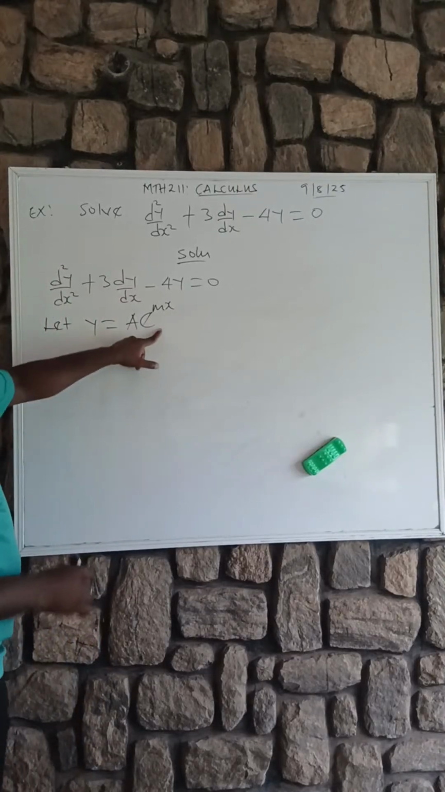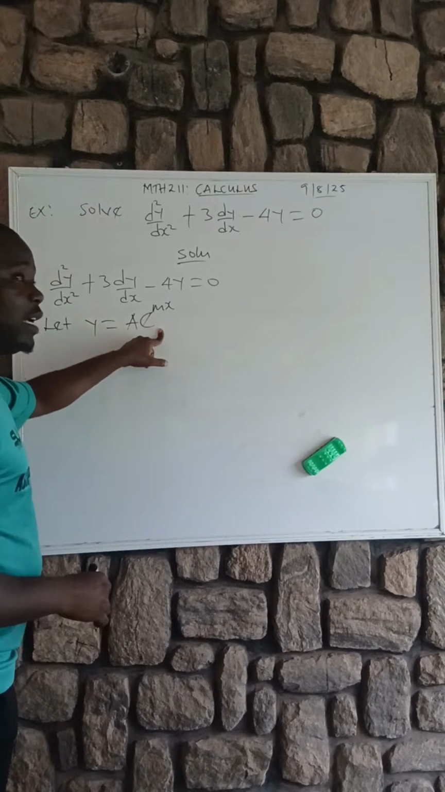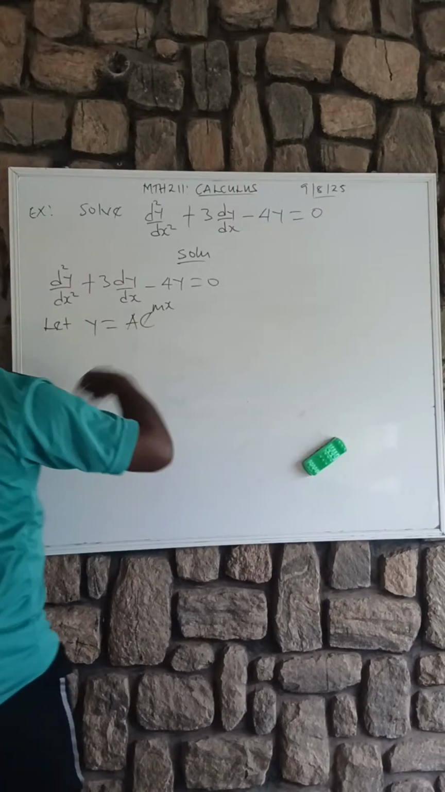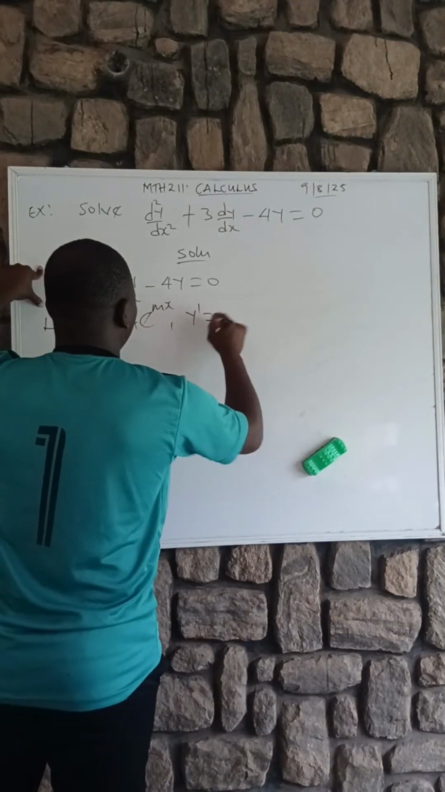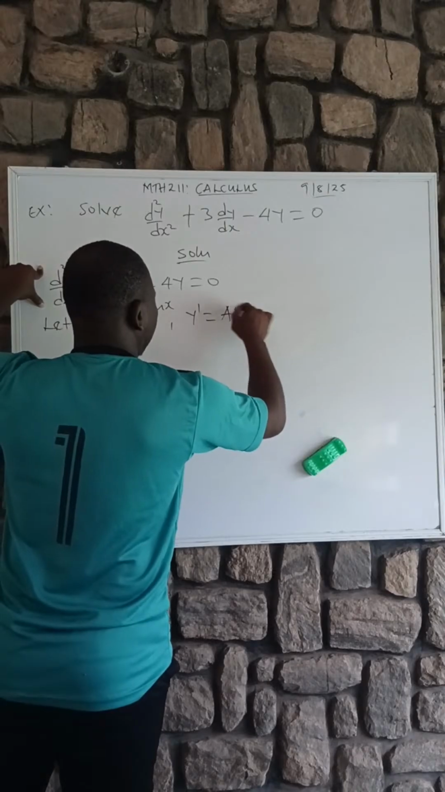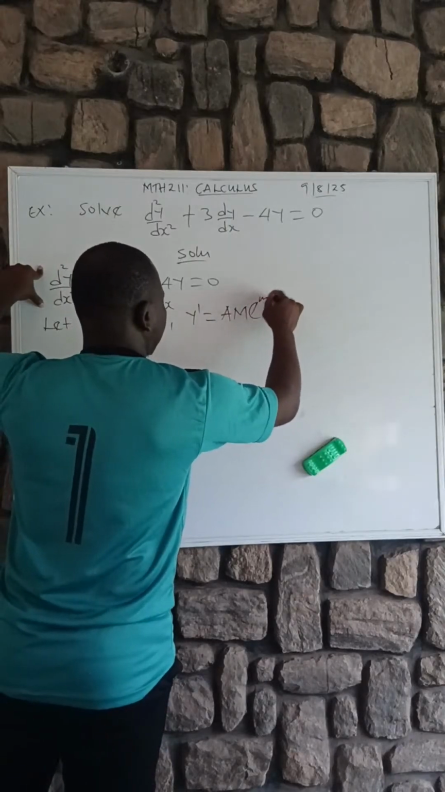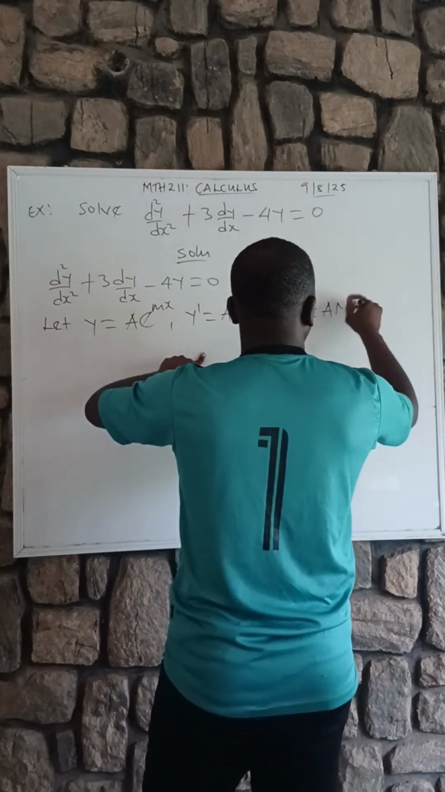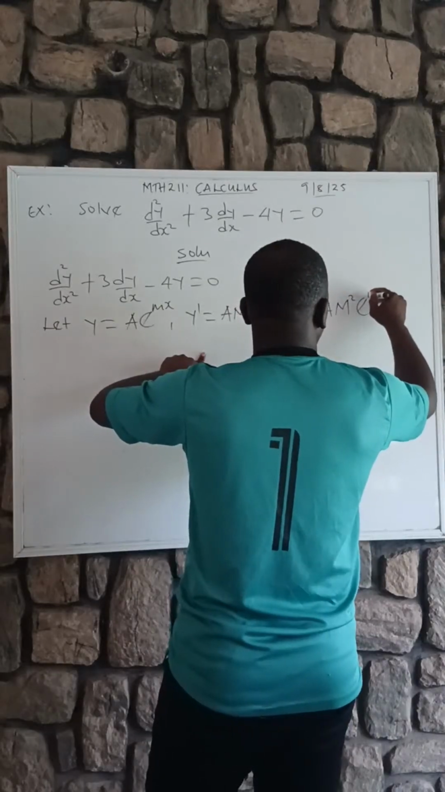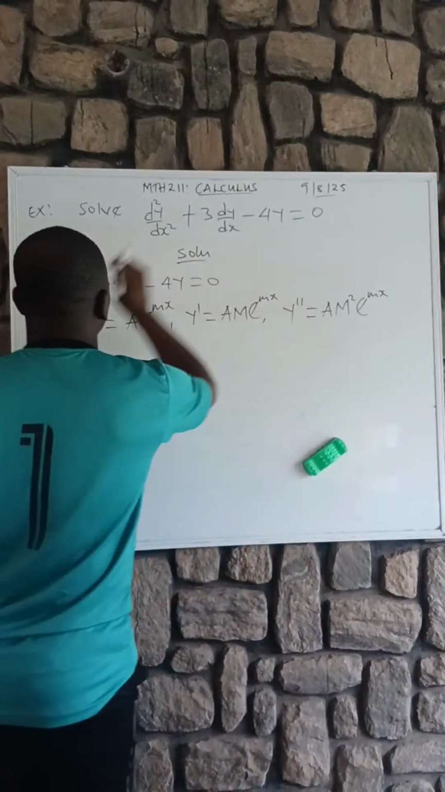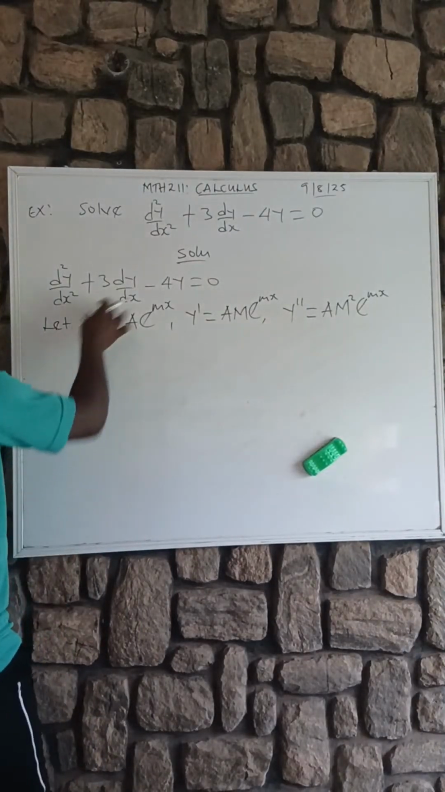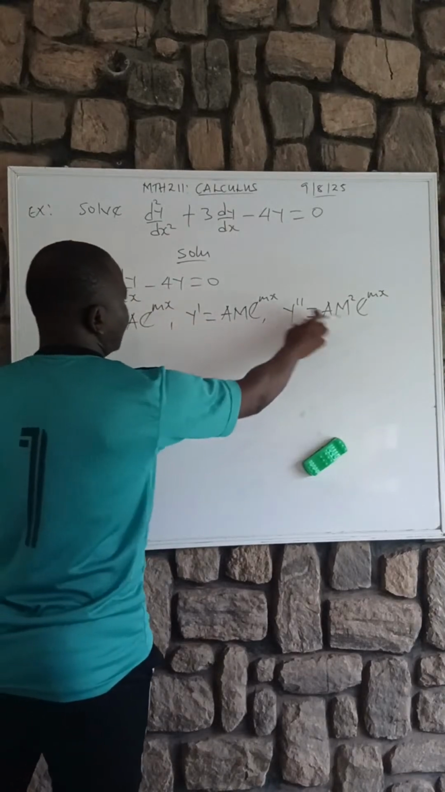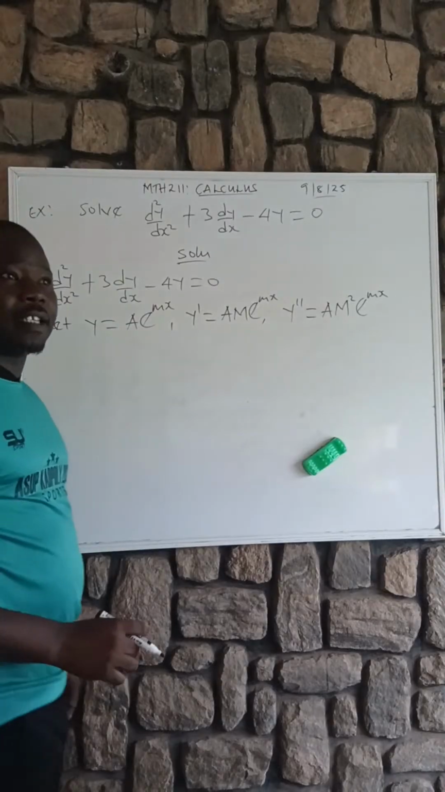So we have to differentiate this function. Amen. Let's differentiate this function. So if we differentiate this function twice, it means our y prime will now be equal to am e^(mx), and y double prime is equal to am² e^(mx). So we substitute this into this differential equation. Anywhere you see y prime, write this, y double prime, you write this. Is that clear?